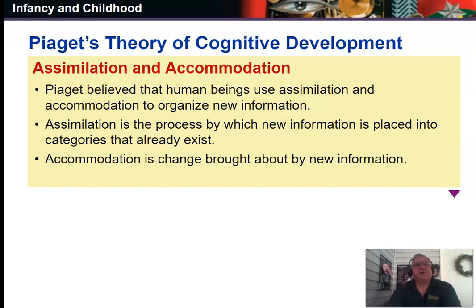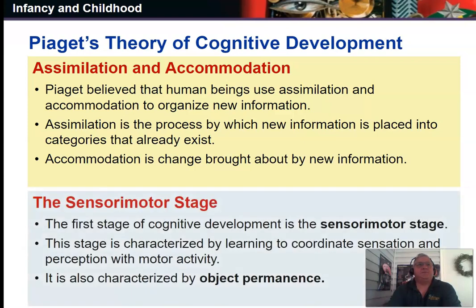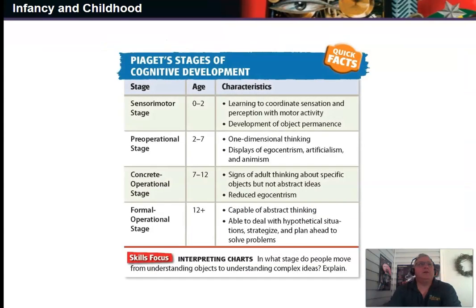Accommodation is the change brought about by new information. The first stage of cognitive development is the sensory motor stage. This stage is characterized by learning to coordinate sensation and perception with motor activity. It's also characterized by object permanence. So the sensory motor stage is 0 to 2, and this is where you learn to coordinate your sensation, your perception with your motor activity and development of object permanence.